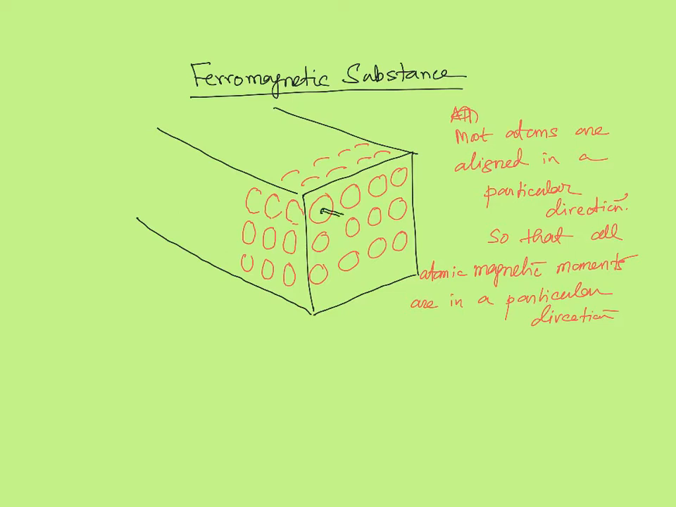Now in each atom, the atomic magnetic moments are pointing in a certain direction. Suppose this is the direction in which the atomic magnetic moment, which is denoted by mu a, points. So all atomic magnetic moments are in a particular direction, this way, mu a. That means these are the atomic currents, current like this, current like this.